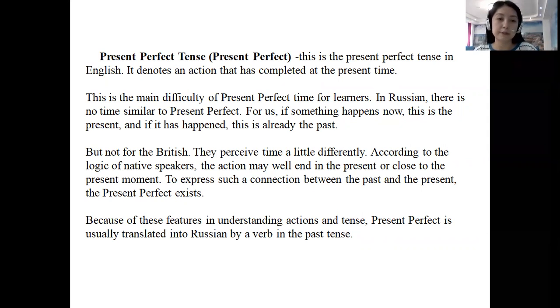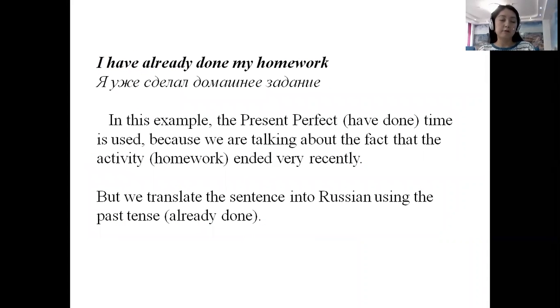But not for the British. They perceive time a little differently. According to the logic of native speakers, the action may well end in the present or close to the present moment. To express such a connection between the past and the present, the present perfect exists. Because of these features in understanding action and tense, present perfect is usually translated into Russian by a verb in the past tense. For example, look at this sentence.